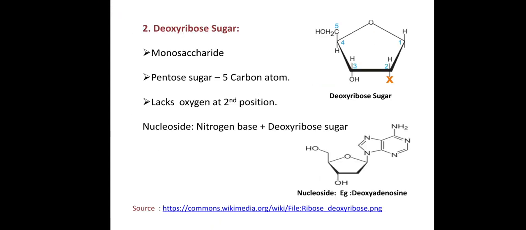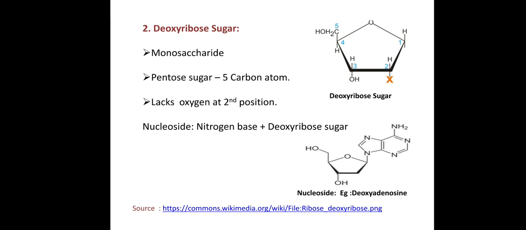Next, the sugar that is present. The sugar here is a pentose sugar. Recall your carbohydrate class. There are different types of monosaccharides depending upon the number of carbon atoms present. If there are 5 carbon atoms, it is called a pentose sugar. And here the type of pentose sugar present is deoxyribose sugar. Now why is it called a deoxyribose sugar?